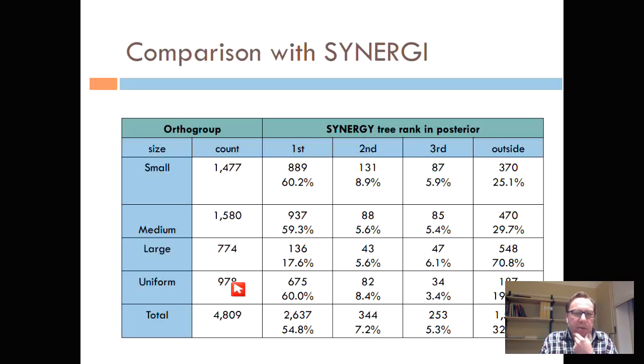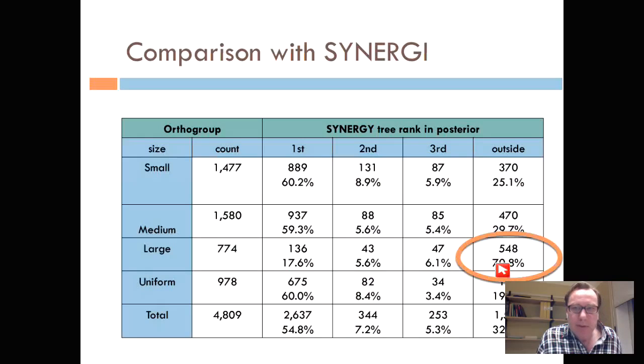And if you exclude the large families here, the values in the first column are around 60%. Yeah, it's 59 or 60% in all cases. The second and the third, the values are between 3% and 9%. And what's outside is between 20 in this case and 30 in this case. So, it really looks decent. But in the case of large trees, we only get 17%. In only 17% of the cases, we pick their tree as the best, the one with the highest posterior. And in 70% of the cases, the tree that SYNERGI picks is outside our posterior.